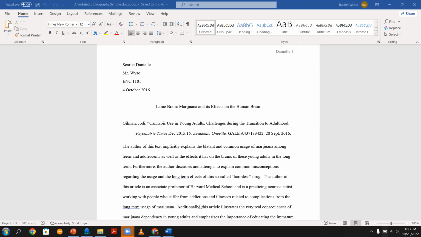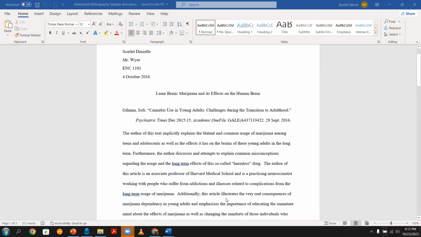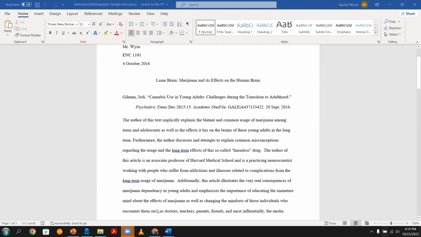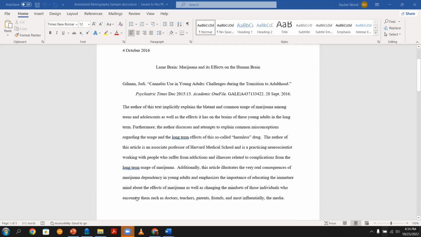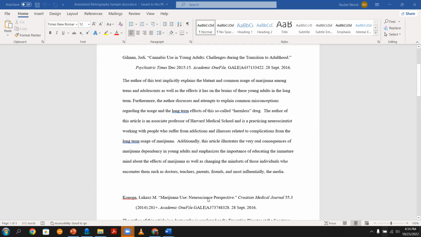Additionally, this article illustrates the very real consequences of marijuana dependency in young adults and emphasizes the importance of educating the immature mind about the effects of marijuana, as well as changing the mindset of those individuals who encounter them, such as doctors, teachers, parents, friends, and most influentially, the media.